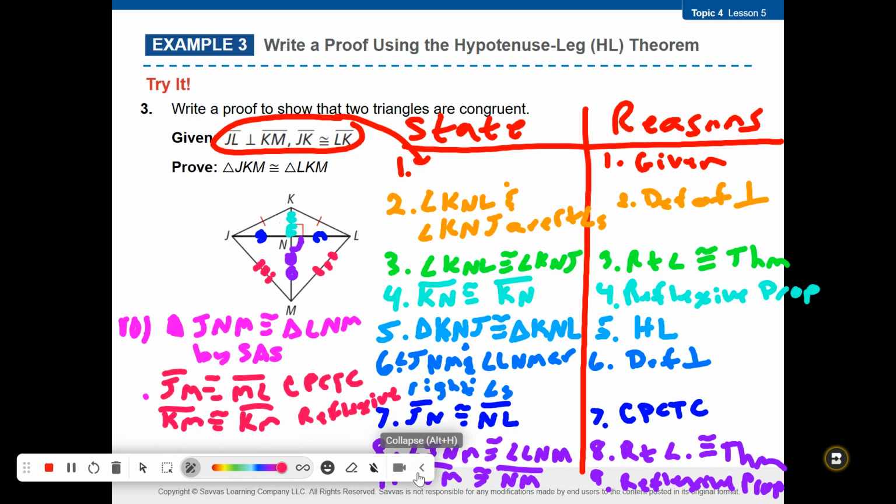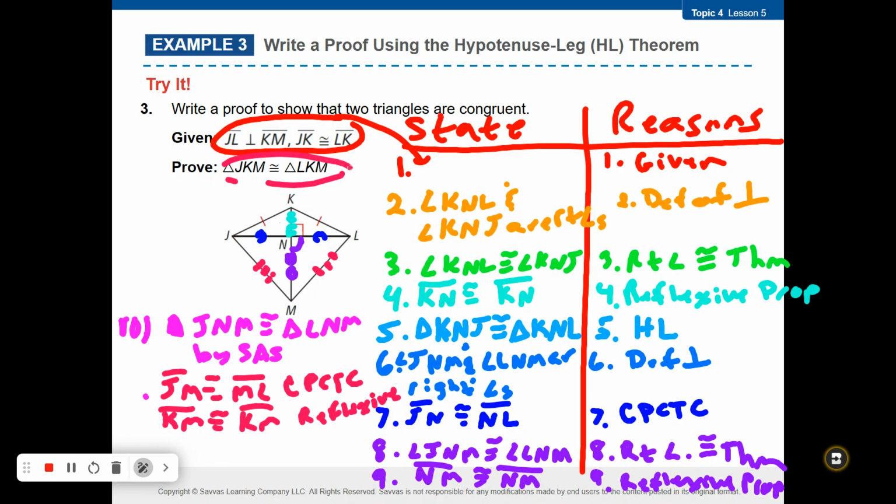And then we have that the two triangles are in fact congruent. So then I'm not even going to write that down. We just know that that is the last step, okay? Did I spell something wrong somewhere?